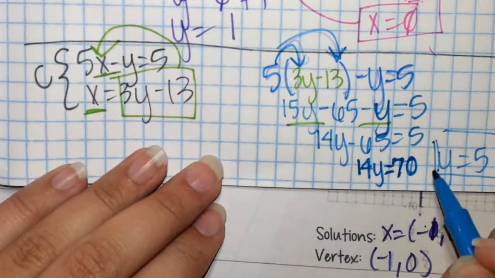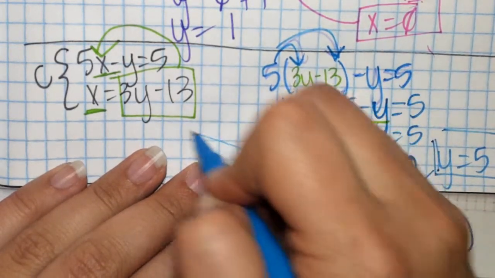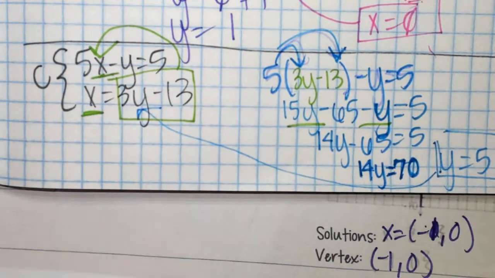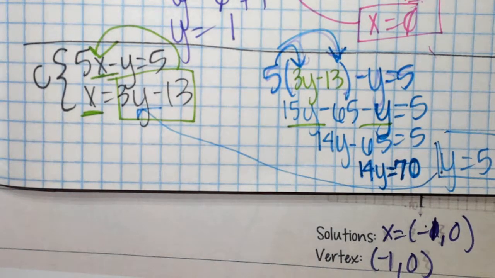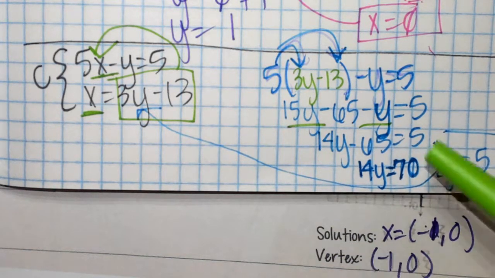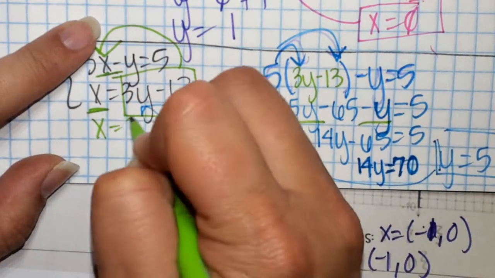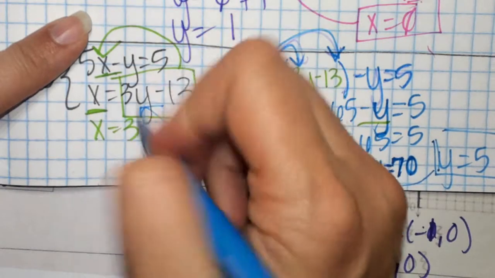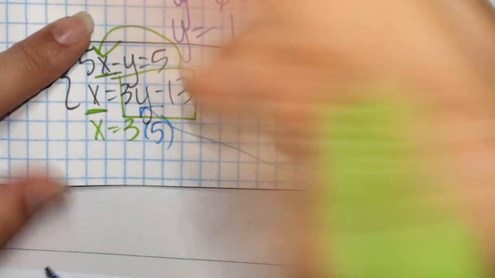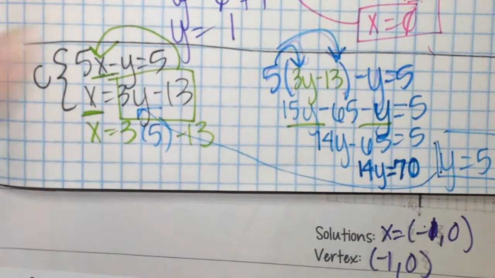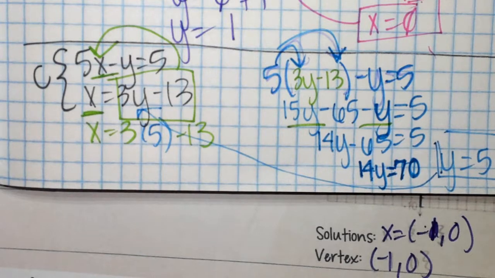Alright, so now we take y and we plug it in right here, because we're trying to find what now? How many points do we need? How many numbers do we need to have an answer? 2. Alright, so we take our 5 and we plug it in right here. So we have x equals 3 times 5 minus 13.